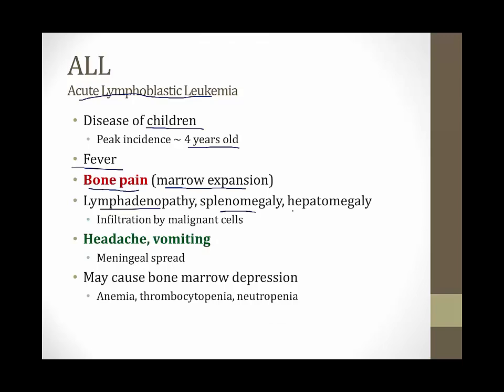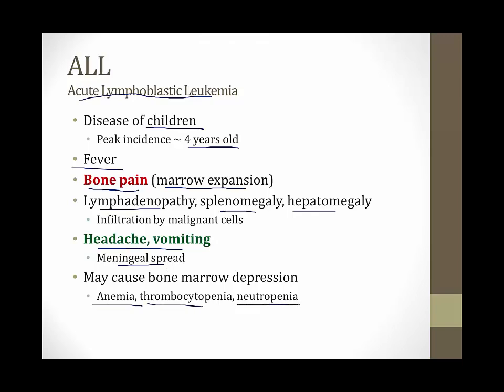Lymphadenopathy, splenomegaly, and hepatomegaly can all potentially occur, and this is all the result of blasts being produced from the bone marrow and getting out into the peripheral blood and then filling up these organs so that they become enlarged. Some children have headache and vomiting. This is from meningeal spread of the lymphoblasts. And finally, the lymphoblasts can overtake the bone marrow and cause bone marrow depression, so children can potentially have symptoms of anemia, thrombocytopenia, or neutropenia.